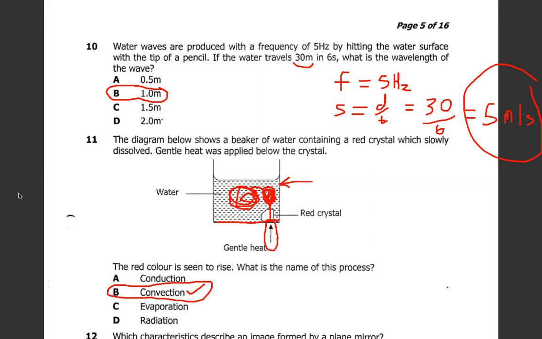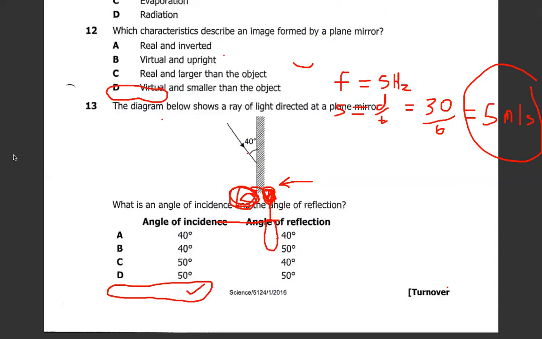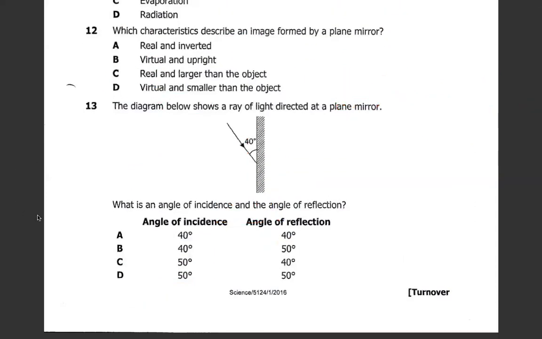And if we can go to question 12, we can reach 20 before we run out of time. We can actually finish this paper, section A. So the question says, which characteristics? So we have sets of characteristics that describe an image formed by the mirror.